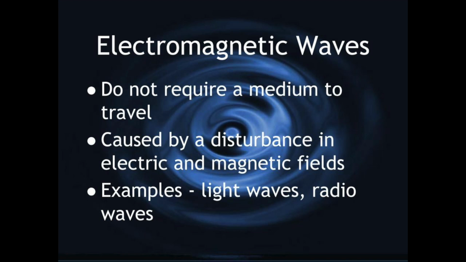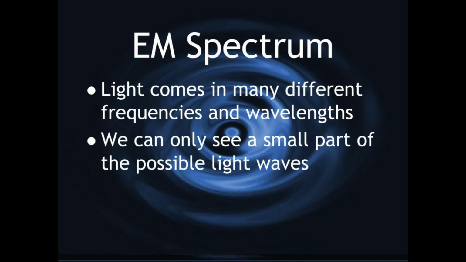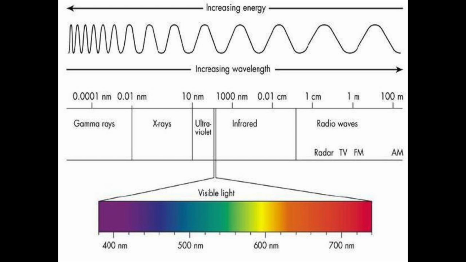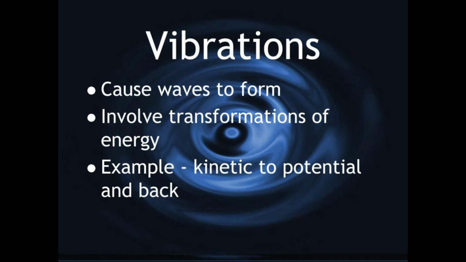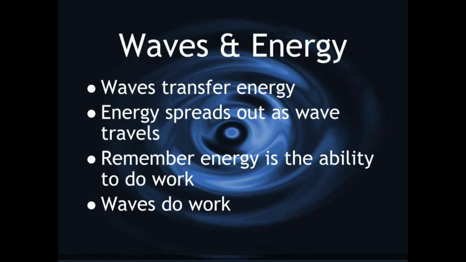The other type of wave are electromagnetic waves. They do not require a medium to travel. They can travel through the vacuum of outer space. Electromagnetic waves make up the entire electromagnetic spectrum. They are all the different frequencies and wavelengths of light seen here, from gamma rays all the way down to radio waves.